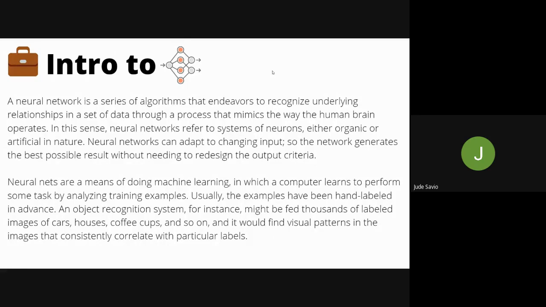An object recognition system, for instance, might be fed thousands of labeled images of cars, houses, coffee cups, and so on. And it would find visual patterns in the image that consistently correlate with particular labels.